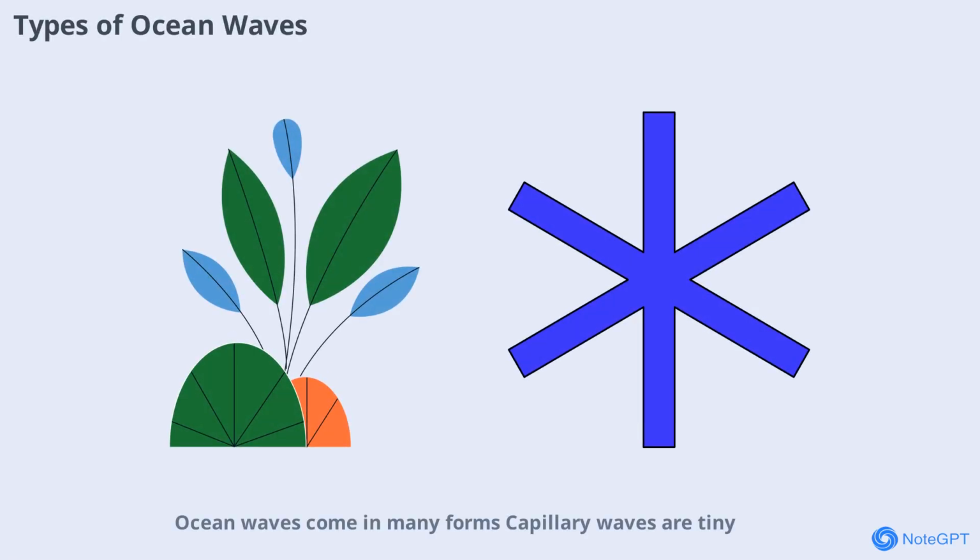Ocean waves come in many forms. Capillary waves are tiny, formed by wind and surface tension. Chop refers to small, rough waves, while ripples are short, wind-driven waves. Standing waves oscillate in place, created by waves reflecting off obstacles. Swell refers to long, smooth waves that travel far from their origin, often forming surf when they reach shore. Each type of wave has unique characteristics and plays a role in shaping the ocean's surface.